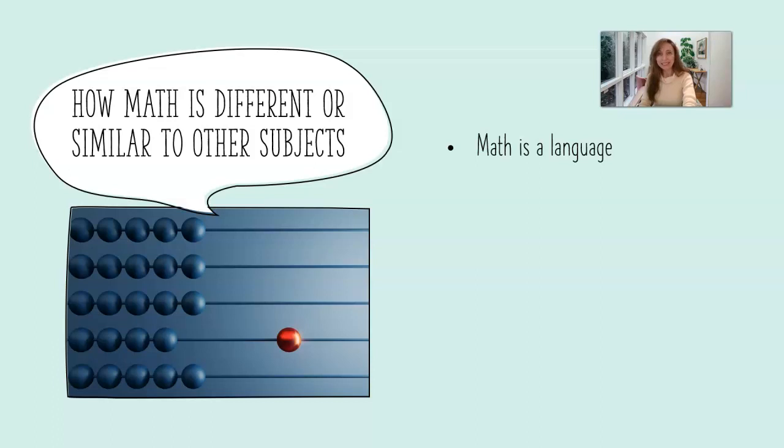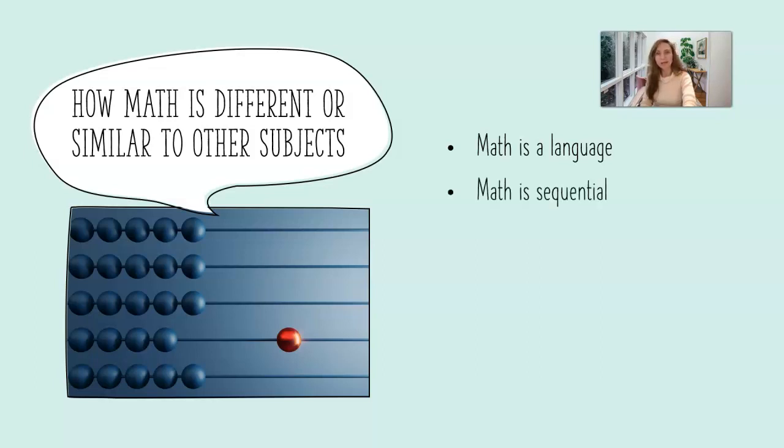Math can be considered a language because of several reasons. It has its own vocabulary terms and definitions, syntax rules, such as order of operations. And just like a language, math acts as a communication tool because math equations are understood all over the world. So basically, we can say that math is a universal language. Also, the same techniques can be applied to learning math as to learning a foreign language.